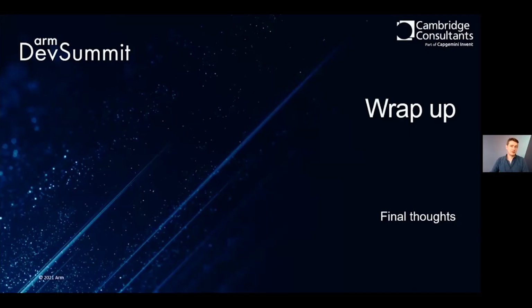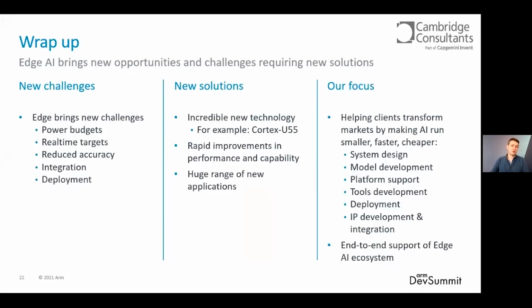And so to quickly wrap up this talk, Edge AI brings new opportunities and new challenges requiring new solutions. Unlike traditional neural network deployments, Edge AI has additional considerations around power budgets, real-time targets, accuracy, integration, and deployment. However, the market is responding with new solutions. More capable neural network acceleration IP, such as the Ethos U55, allows massive leaps in performance, and the software supporting this new hardware is also continuously improving. Moreover, there's a plethora of new applications that vendors now support out of the box, making it quicker and easier to innovate. Our focus has been to help clients transform markets by making AI run smaller, faster, and cheaper.